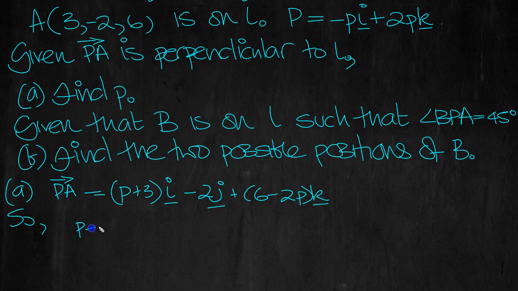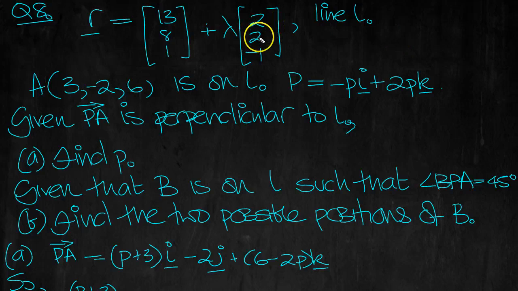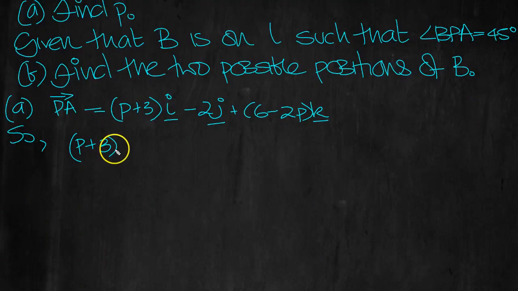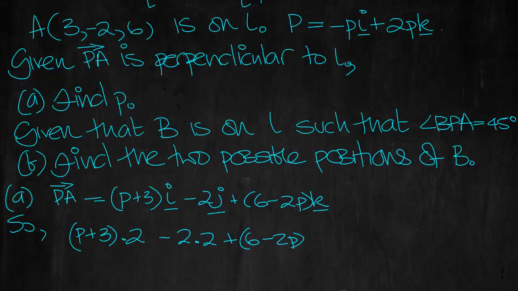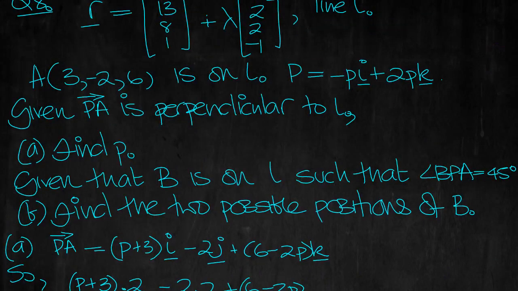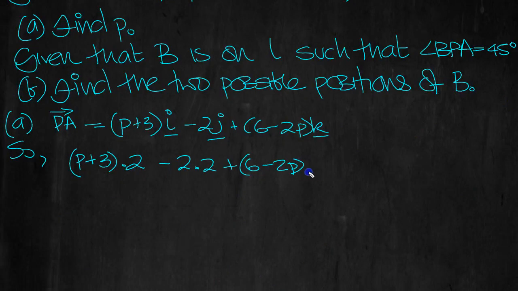So P plus 3 dot the directional vector, 2, 2, minus 1. So times that by 2, the first coordinate, minus 2 times that by 2, plus 6 minus 2P, 2, 2, minus 1. Let's just check it again. Yeah, 2, 2, minus 1. So times this by minus 1. So what do we get? That equals 0 because they're perpendicular.